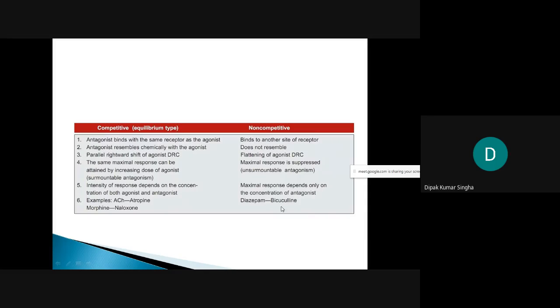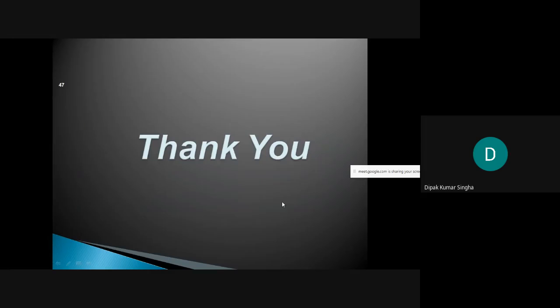There are diazepam and bicuculline. These are another example of non-competitive antagonism, because diazepam binds with the benzodiazepine receptor, but bicuculline does not bind with this particular receptor. It binds with the other side, the allosteric site of the receptor, and this opposes the effect of diazepam.